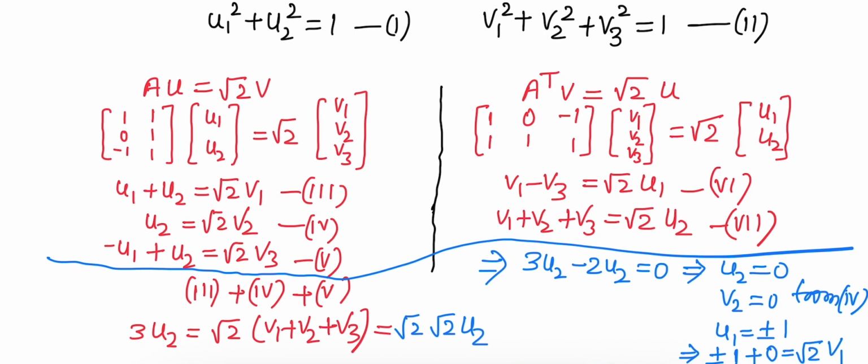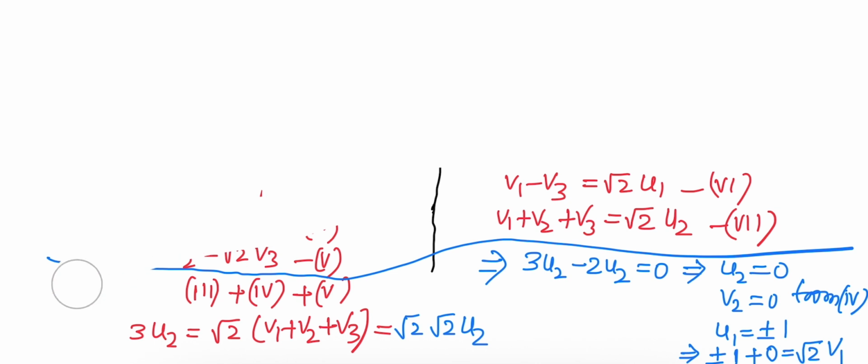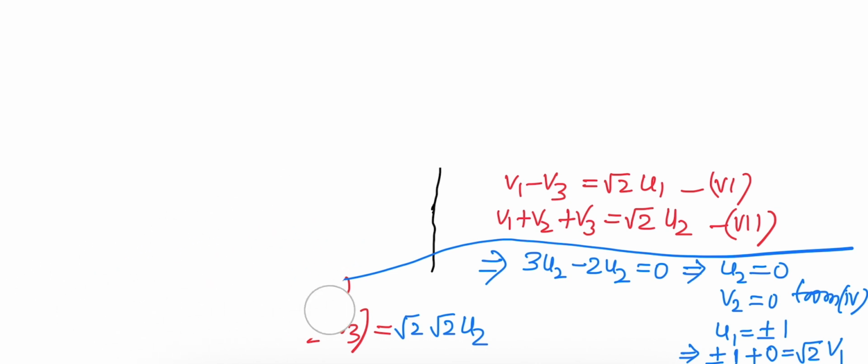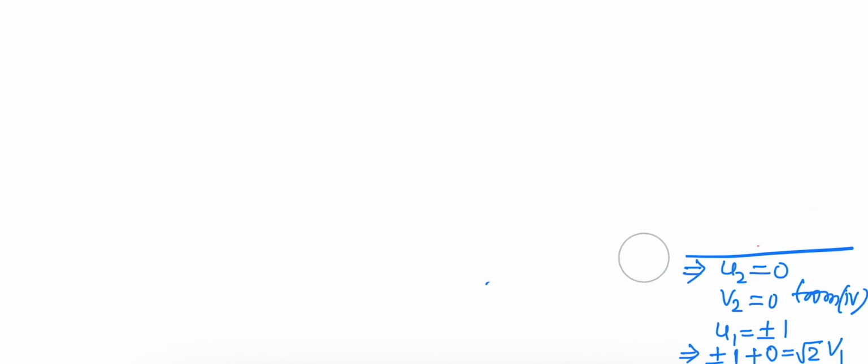So we got u1 and v1. So I erase all these things that I have discussed so far, because we have got the values for u1 and v1. That makes it easier to find the required value. Okay, so what we got so far, we got u1 equals plus minus 1, and the lowermost equation will give us v1 equals plus minus 1 by root 2.